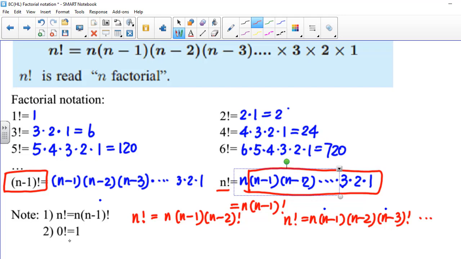A very important supplementary definition: 0 factorial. 0 factorial we define as 1. So you need to remember this one. 0 factorial is not 0, it's 1.